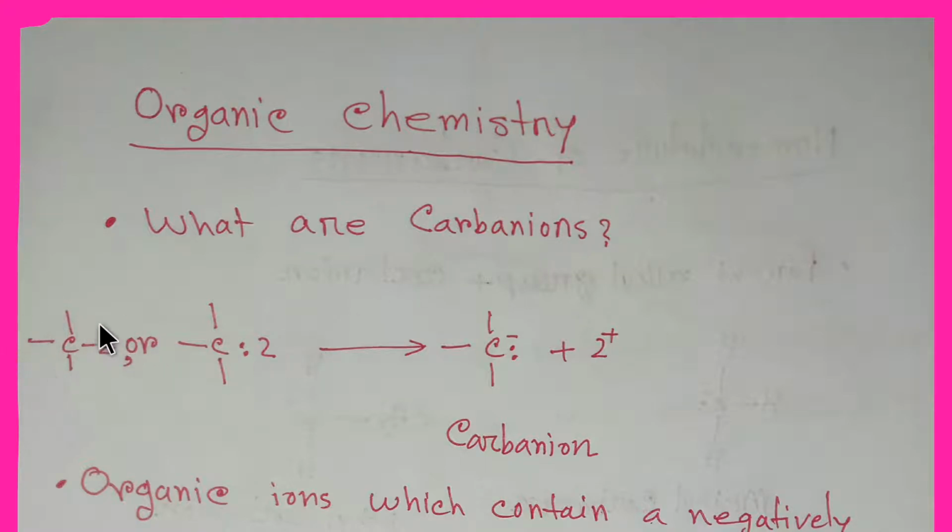This is the structure of an organic compound. You know that there are two electrons here for bonding. If two electrons come with carbon, then carbon will be negative and the Z will be positive. Here carbon is more electronegative than Z, so carbon will be negative and Z will be positive, and this organic species having negative charge on carbon is called carbon ion.